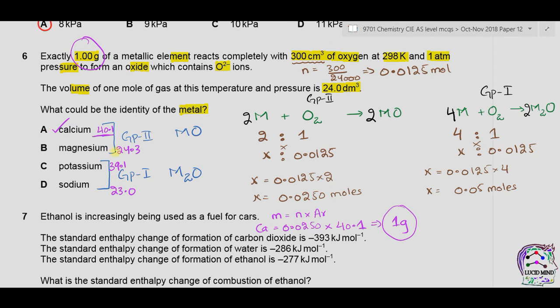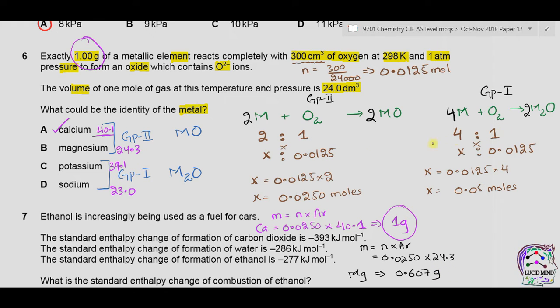Similarly, we can find the mass of magnesium. Number of moles is 0.0250. Atomic mass of magnesium is 24.3. So the mass in grams for magnesium comes to 0.607 grams. This is incorrect because it is not equal to 1 gram.